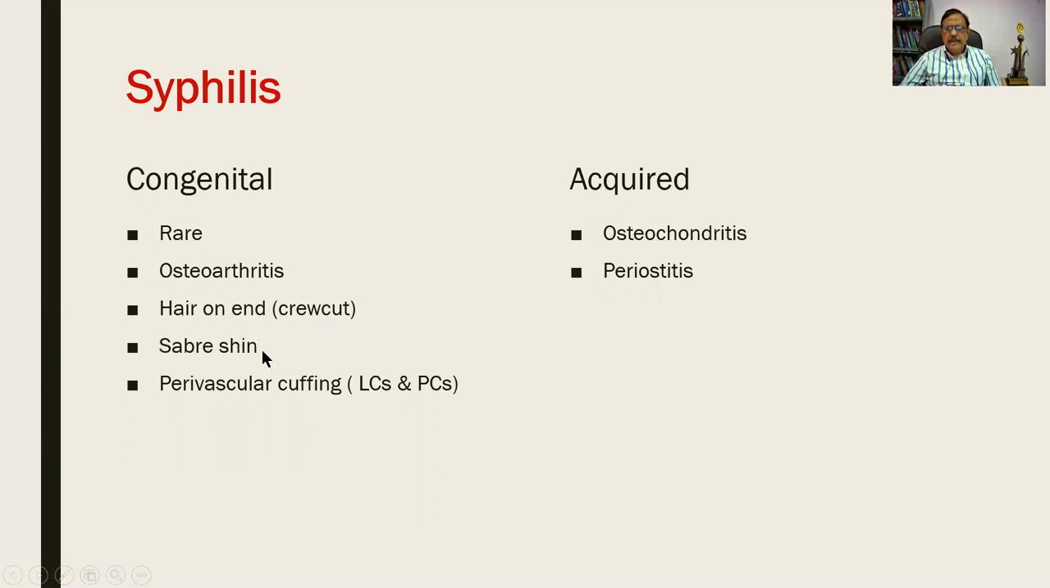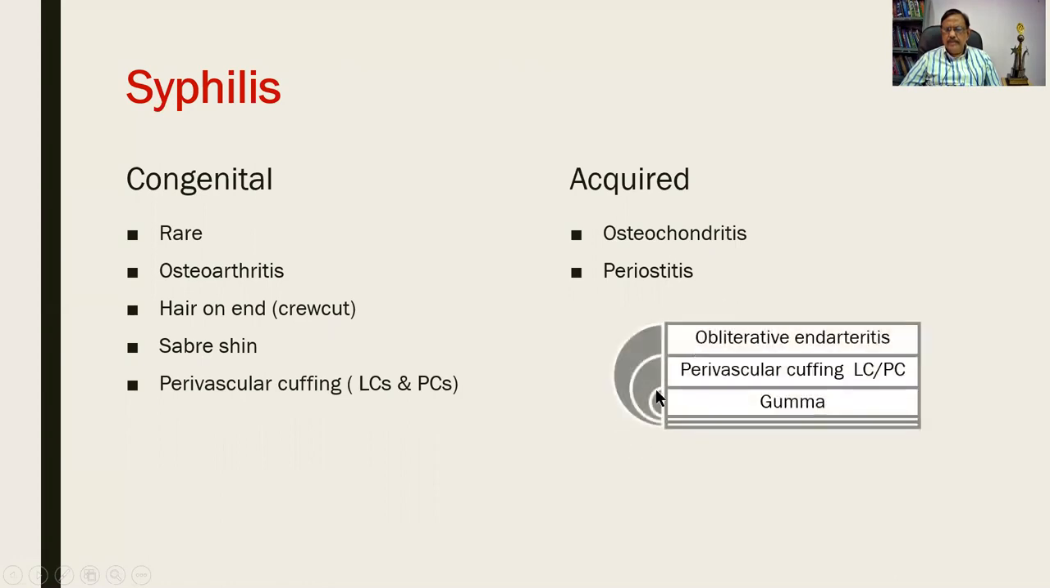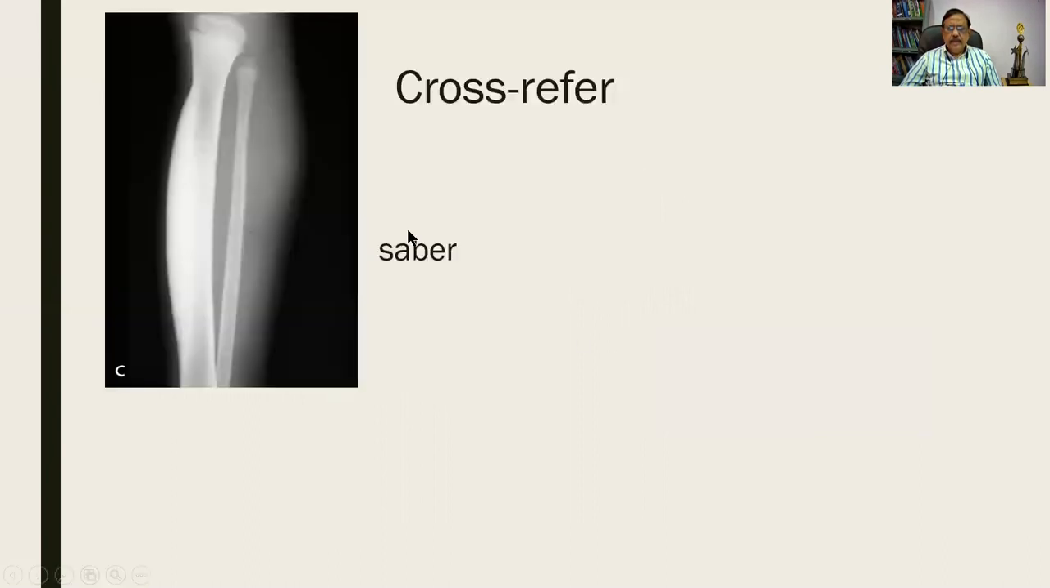Tibia, which we had seen earlier also, and perivascular cuffing with lymphocytes and plasma cells. This will be classical of syphilis. In acquired, there can be osteochondritis or periosteitis. These things please do remember: obliterative endarteritis, perivascular cuffing, and gumma. Gumma is the lesion that is found in syphilis. Saber tibia, there is a bending of the bone. We have seen this even in Paget's disease.